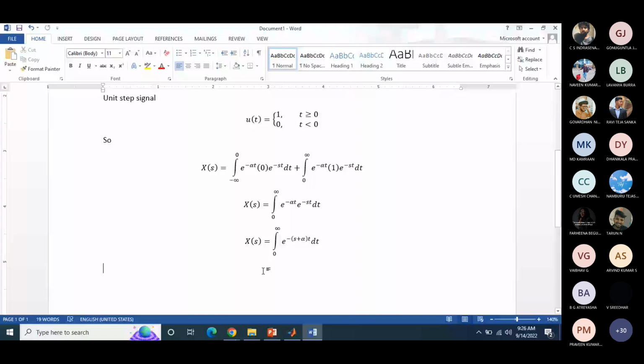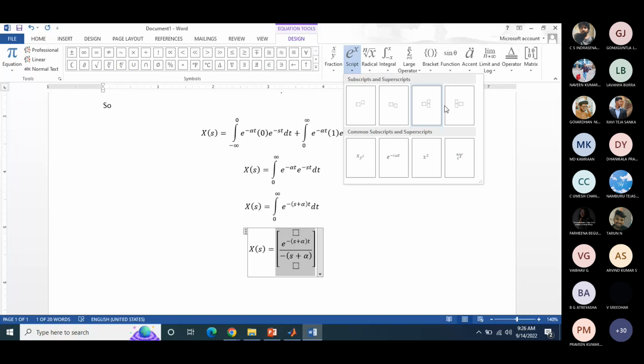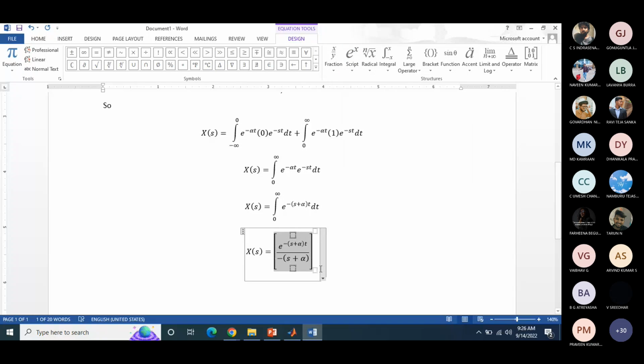Alpha is a constant, so tell me, what will it be? E power minus of s plus alpha t divided by minus of s plus alpha. Correct. Is it clear? Between the limits, 0 to infinity. Correct.